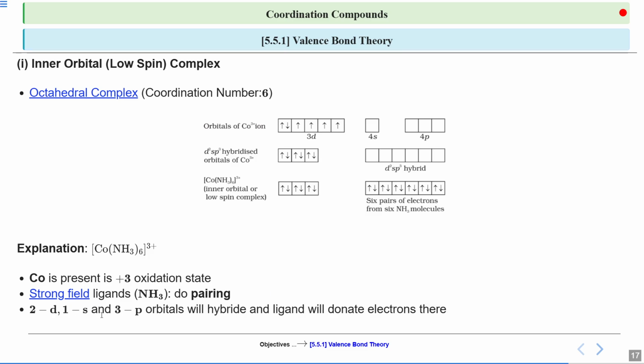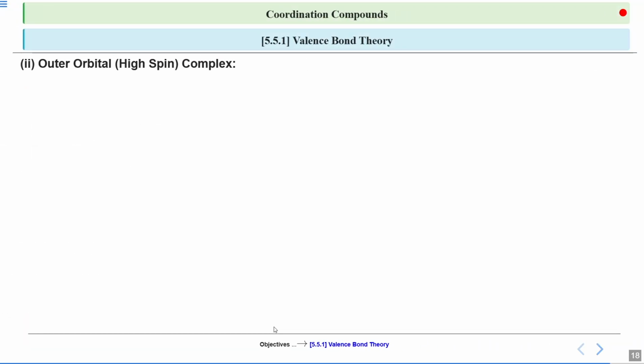So after pairing, 2d, 1s and 3p orbitals are going to hybridize, intermix together, and the ligands are going to donate the electrons in these empty hybrid orbitals. Hence the hybridization is going to be d2sp3 with octahedral geometry. So this is the inner orbital or low spin complex, an octahedral complex having coordination number 6.